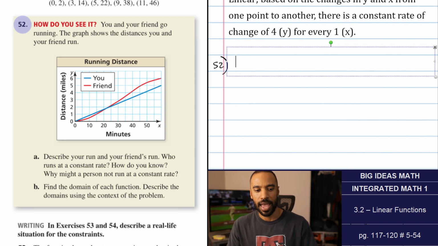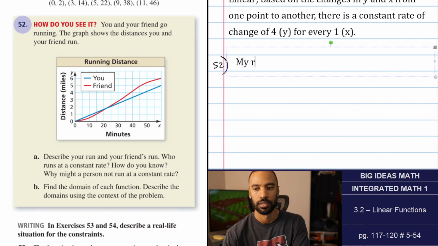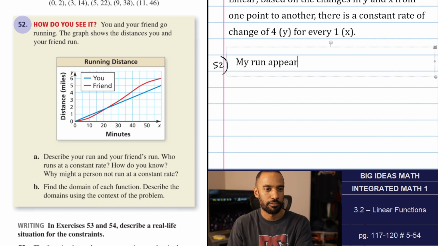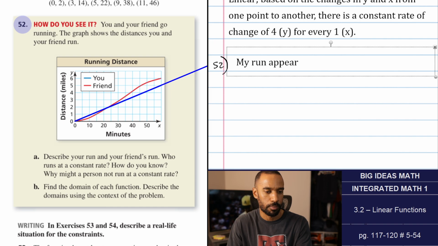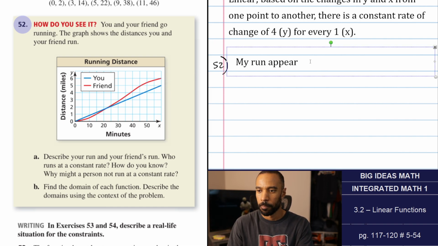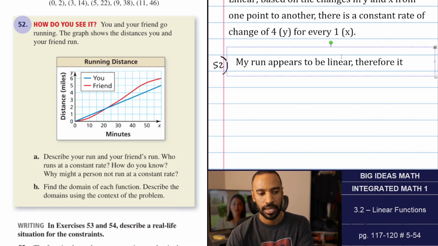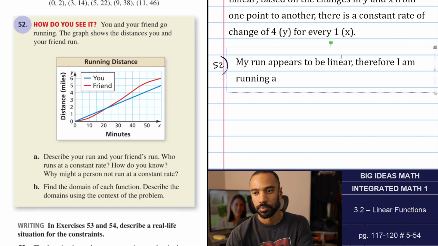So for part A, my run appears, mine's blue. If you're not sure, again, for the colorblind or your phone is broken and not showing color, this is my run right here, and I can literally draw a line through it. My friend's run is the other one. So my run appears to be linear. Therefore, I am running at a constant rate.